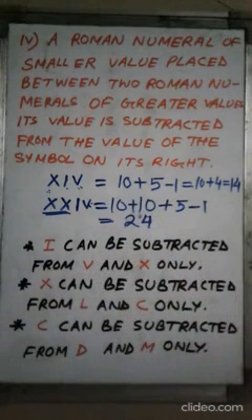There are some points you should remember. 1 can be subtracted from 5 and 10 only. 10 can be subtracted from 50 and centuries or 100. 100 can be subtracted from 500 and 1000 only. These are the important points you have to remember.